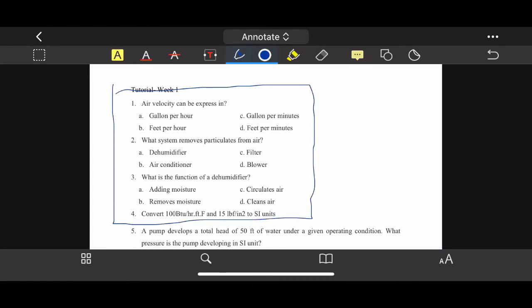Very simple. Question 1, air velocity can be expressed in what? So A, B, C, D. Number 2, what system removes particulates from air? You can find this answer in our lecture note. Number 3, what is the function of a dehumidifier? Also in our lecture note.